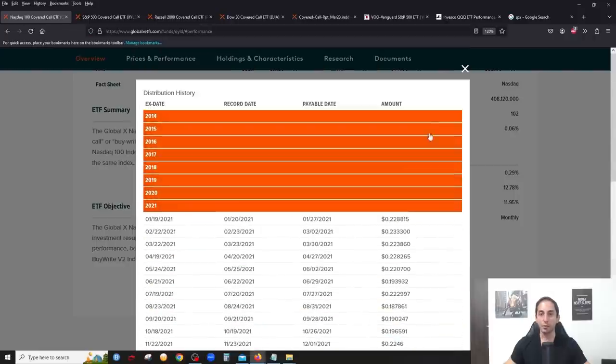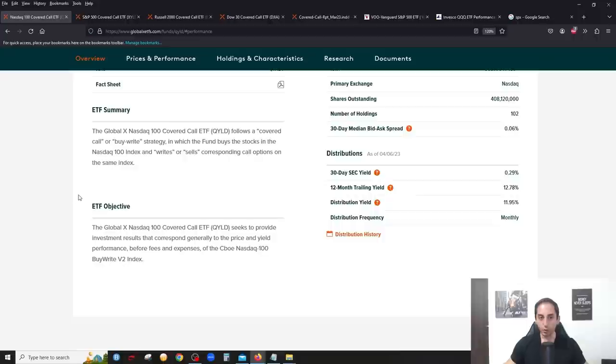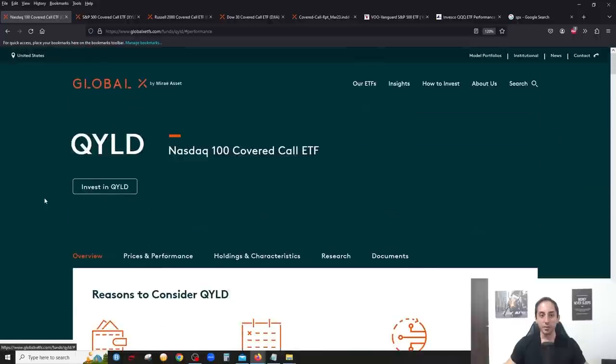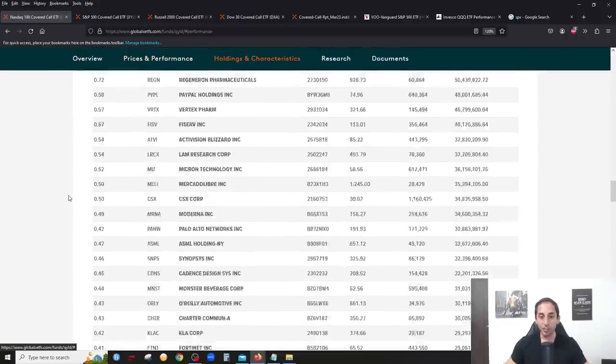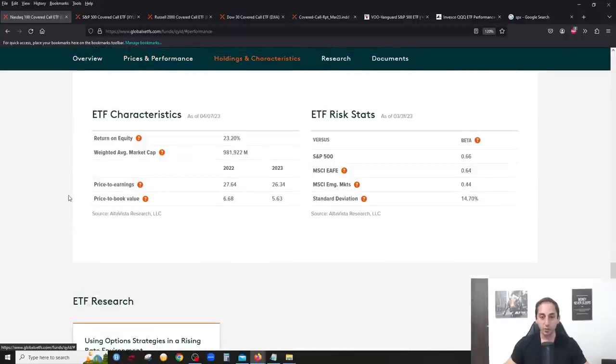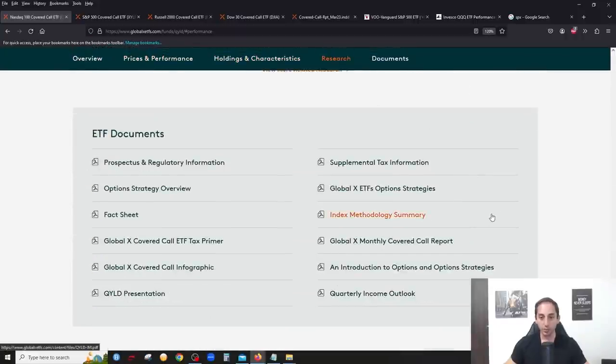You might be asking, okay, well, how do I know what distribution I'm going to get every single month? Well, the answer is very simple. Like I said in the introduction, guys, the distribution policy of these four ETFs is set in stone. It's a systematic approach. The key document to really understand how the monthly distributions work is right here. You scroll down and it's right here, guys.